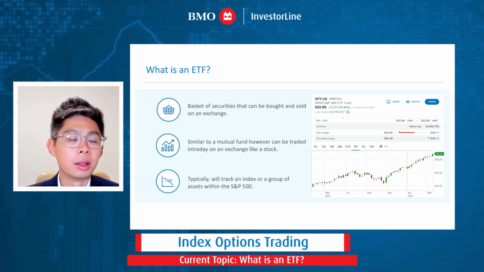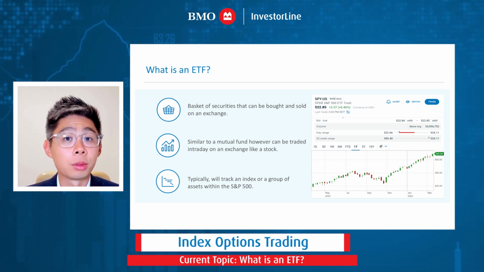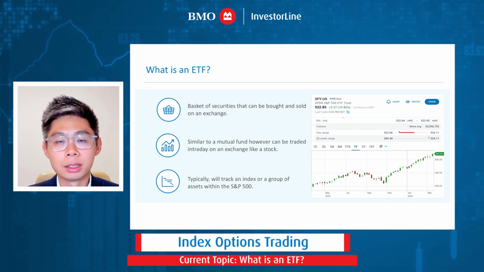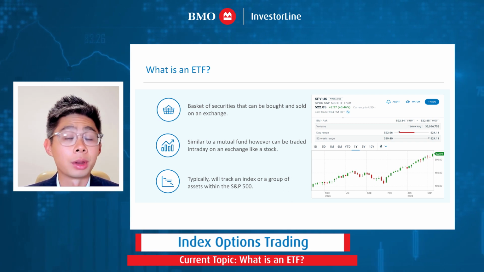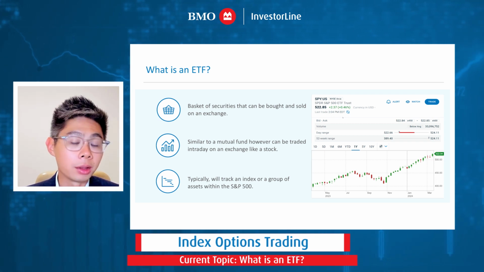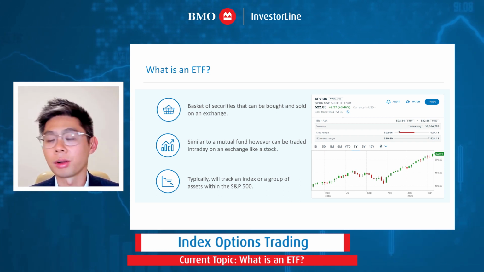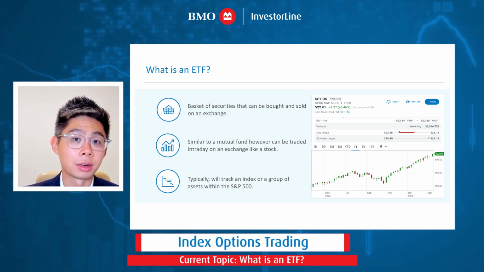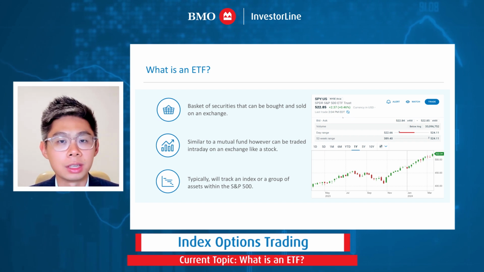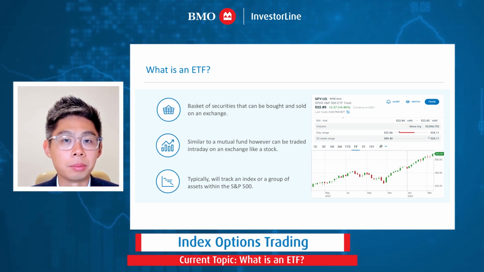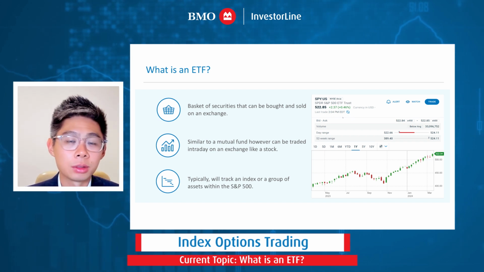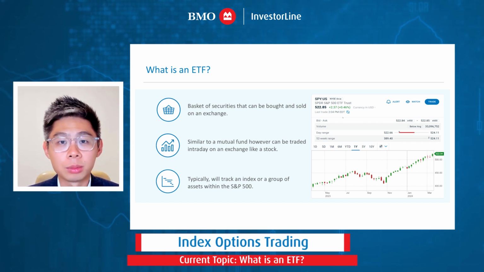And like I said, these are typically tracking some of the most widely tracked indices, such as the S&P 500 or the NASDAQ 100, but there are actually hundreds of ETFs that you can track, because there are thousands of indices that track different assets. There are hundreds of ETFs that are listed that allow you to trade different segments of the market.